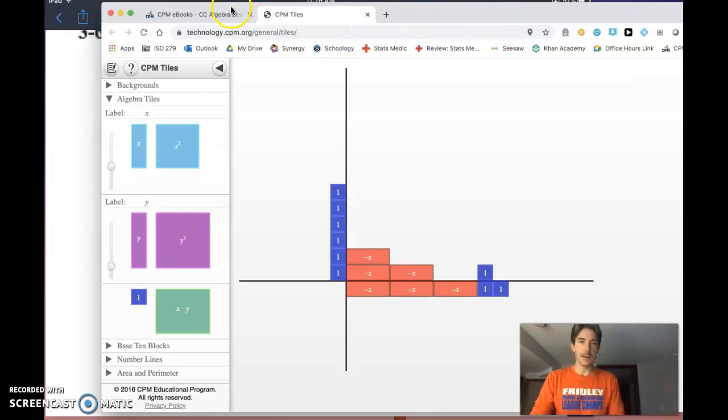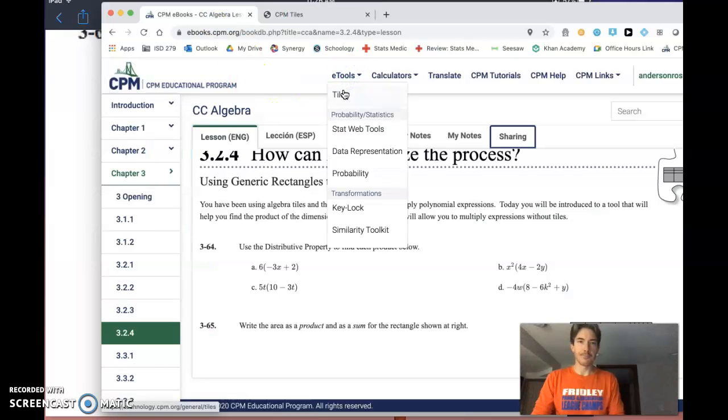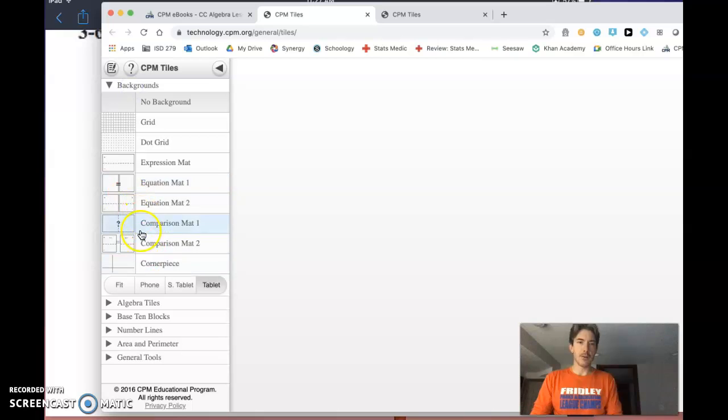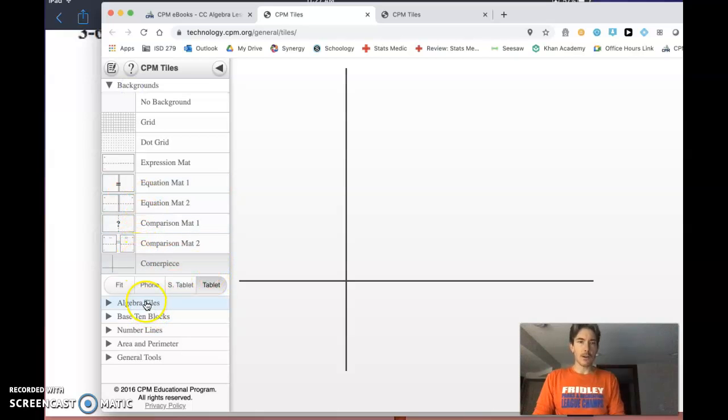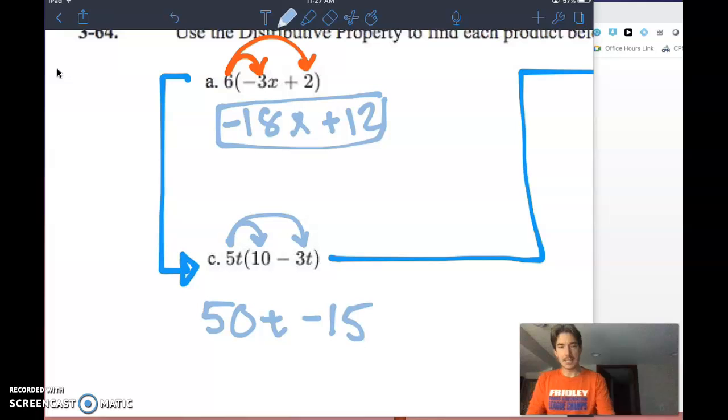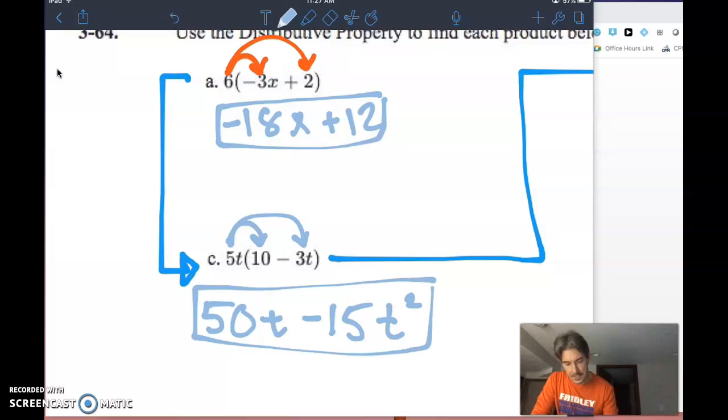Sorry, I want to open up a new algebra tiles window. P.S. in case you'd forgotten, your algebra tiles are always in your E-tool. Whenever I multiply, and I can change my background to the corner piece, an x and an x, or a t and a t in this case, remember, I don't end up with 2x. Remember, x and x multiply to make that rectangle of x squared. Likewise, t times t is going to make for me a t squared, and that's how I would write that. 50t minus 15t squared.